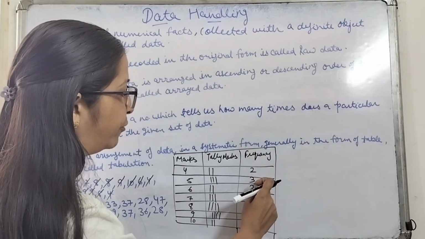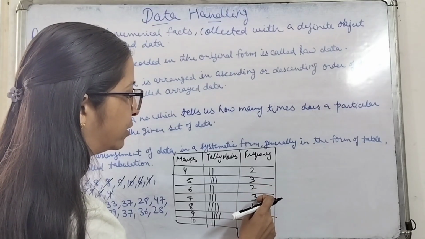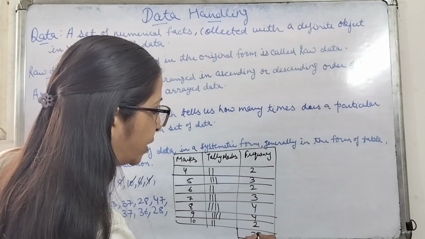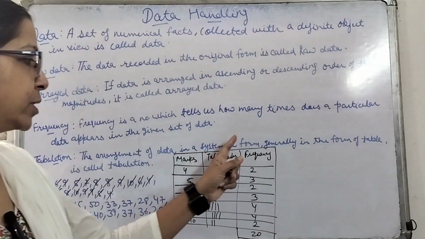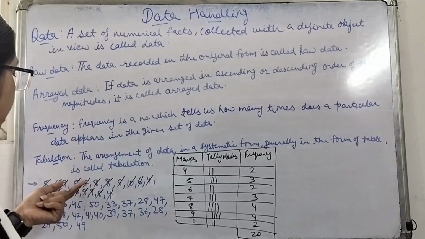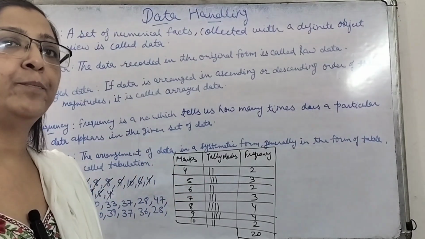2, 3, 5, 5, 2, 7, 7 and 3, 10, 10 and 4, 14, 14 and 4, 18 and 2, 20. So total 20 students were there. So the sum of the frequency should be 20. So this is how we can represent the given data in the form of a table.